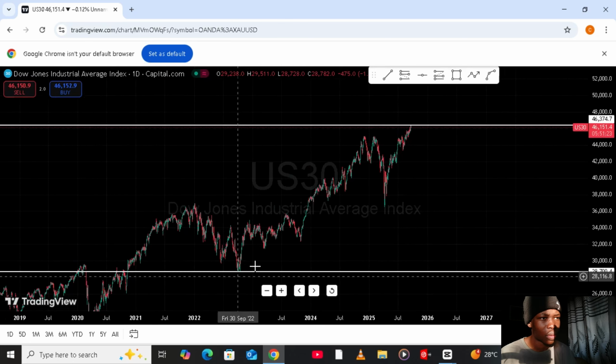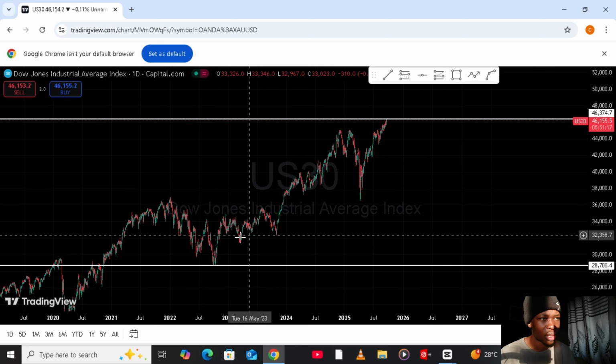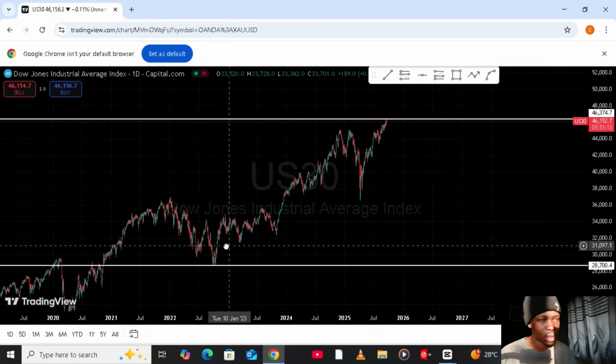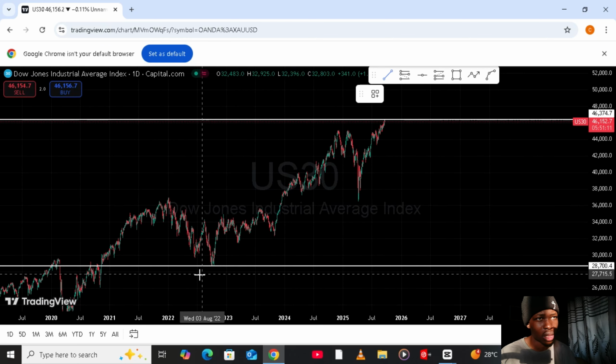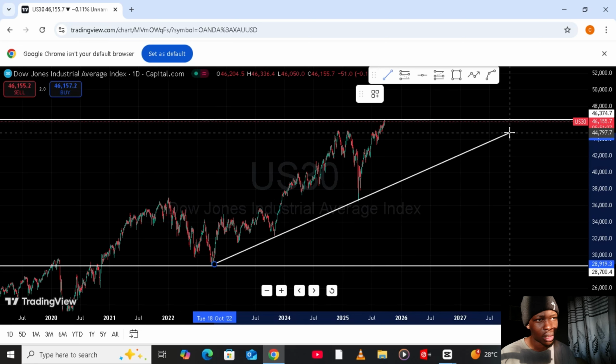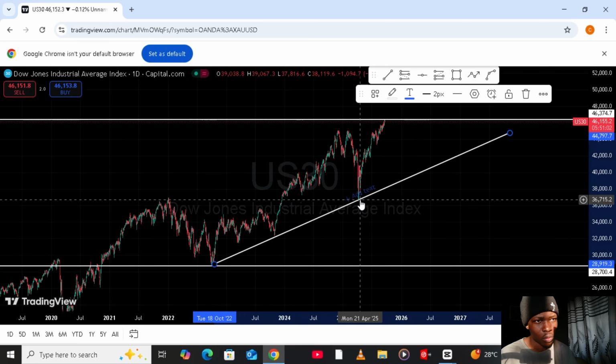I chose this low, guys. I don't know why I chose this low, because after dropping so bad, it created big movements. So I chose this low, and I was like, you know what? Let me just draw a trend line from here and see if it will make sense. Check this out. Boom, it makes sense. We have a touch over here, we have a touch over here, we have a touch over here.